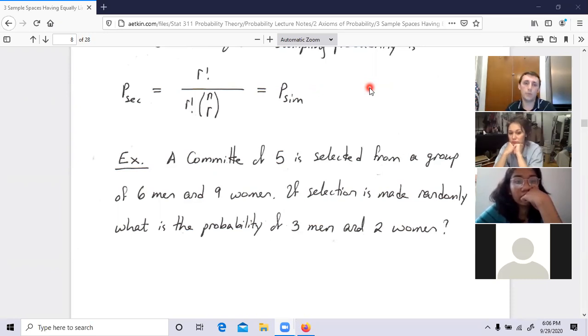Let's try this problem. A committee of size 5 must be selected from a group of 6 men and 9 women. If selection is made randomly, what is the probability that 3 men and 2 women will be serving on this committee? Go ahead, calculate. You can decide which sample space to pick.